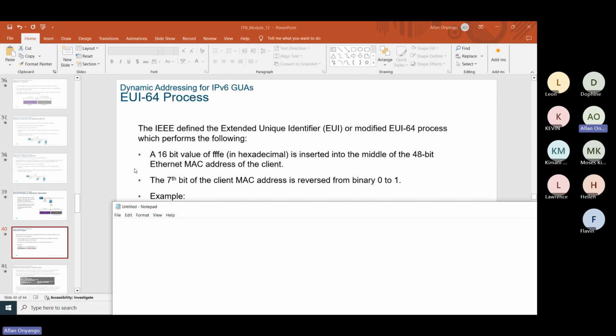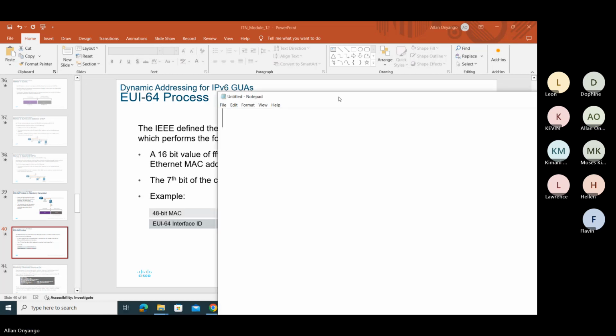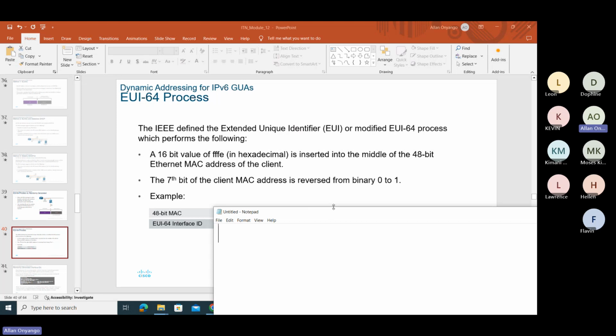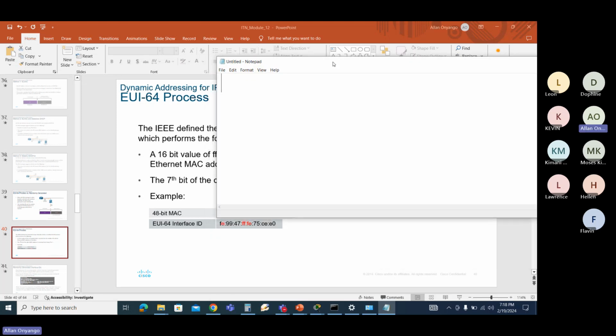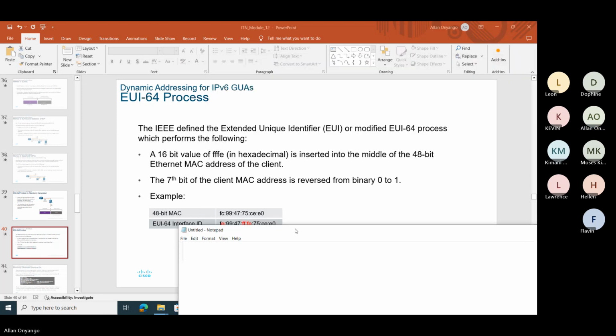Now, in the EUI-64 process, the PC uses its own MAC address. Remember the MAC address? It uses its own MAC address to create the 64 bits. You know, a MAC address is normally 48 bits. So it uses this MAC address, by doing the EUI-64 process, to obtain 64 bits. Let's see how that happens. So the first thing that will happen is this one. Let me get the MAC address of this PC. For example, I'll use the MAC address provided there.